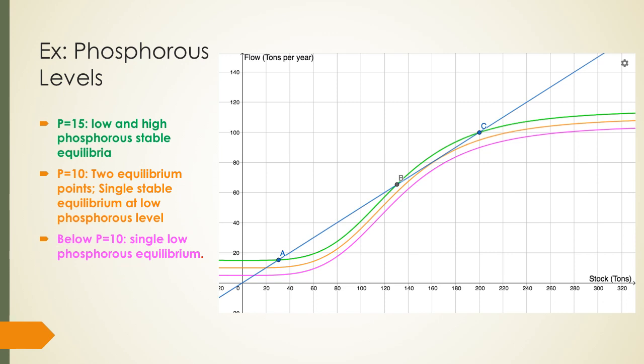A similar situation occurs as the pollution drops to very low levels. Here, as the pollution level approaches 10 tons per year, shown in orange, the equilibrium points at A and B approach one another and merge. For pollution levels below 10 tons per year, there is a single low phosphorus stable equilibrium. So we're getting another tipping point at pollution levels of 10 tons per year.